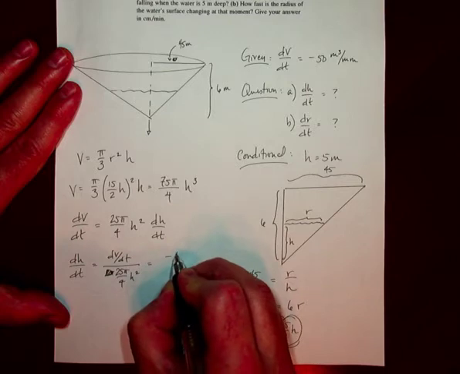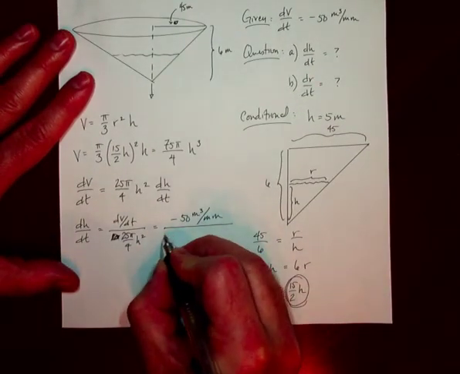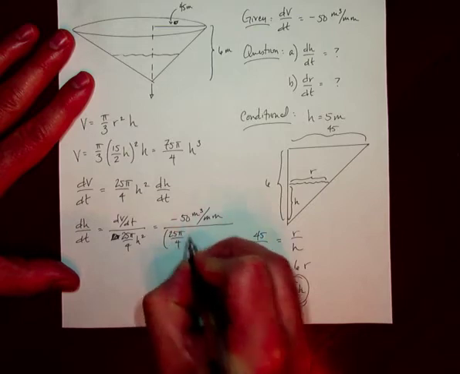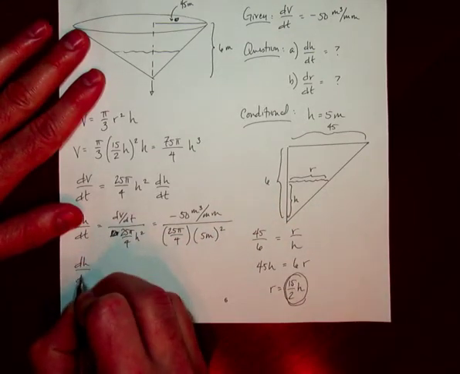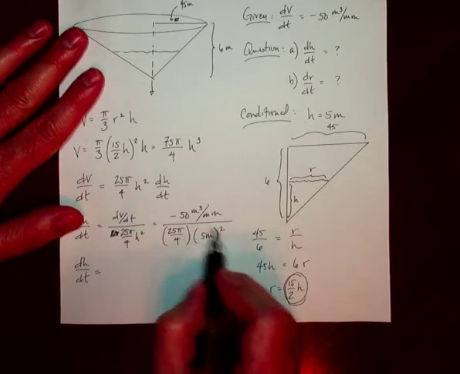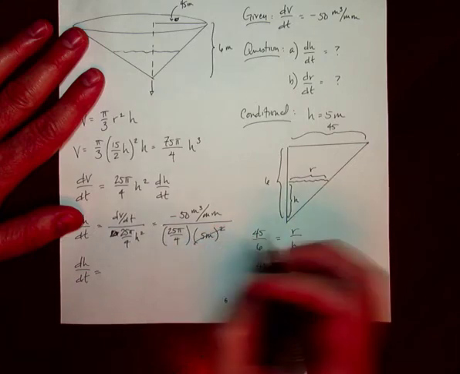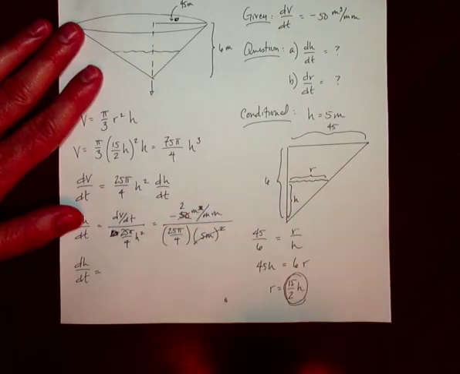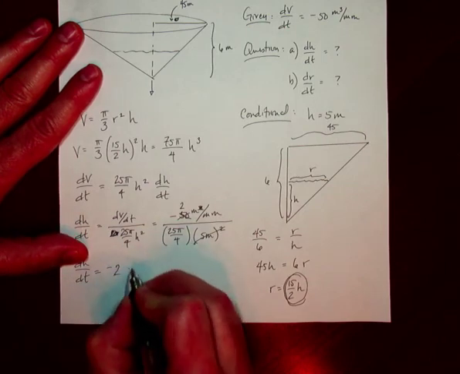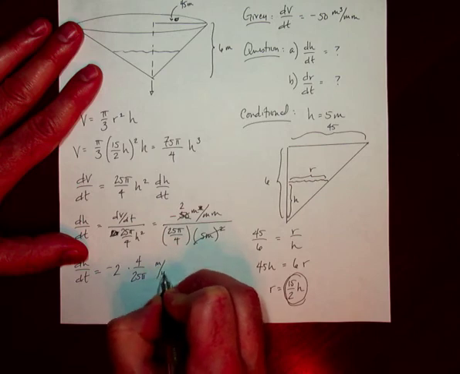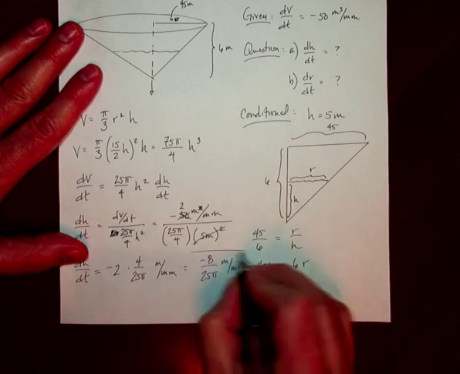Now dV dt is negative 50 meters cubed per minute. I'm running out of space here. And 25 pi over 4, we'll just keep that like that. And then h squared, so that becomes 5 meters squared. Well, in the end, this becomes 25 meters squared, which cancels with the 25 inside here and 2 of the meters here. And what I get is negative 2 meters per minute divided by this. So it's negative 2 times 4 over 25 pi meters per minute, or negative 8 over 25 pi meters per minute. And there we go.